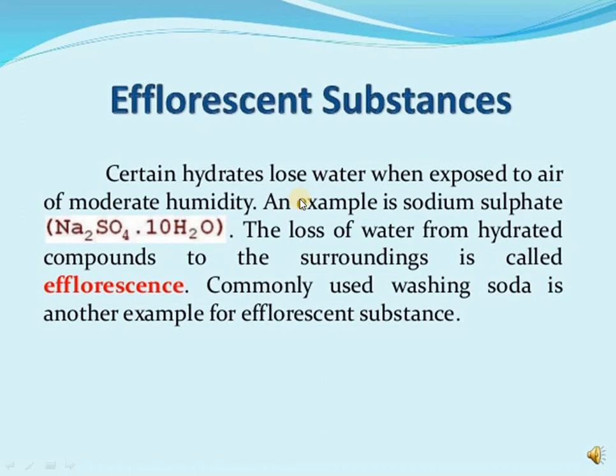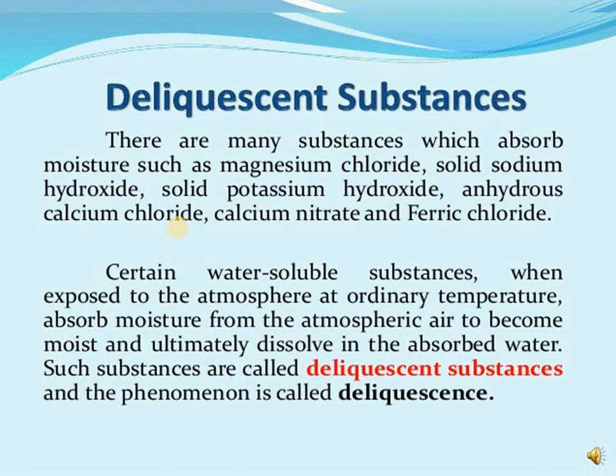Efflorescent substances: certain substances lose water when exposed to air of moderate humidity. If humidity is less, it will lose moisture. So that property is called efflorescence. For example, washing soda, Na2CO3 10 water, or Na2SO4 10 water. So this 10 water can be lost, sometimes partially, sometimes fully. So it depends on the humidity. If humidity is less, efflorescence will take place. And if humidity is more, then deliquescence will take place.